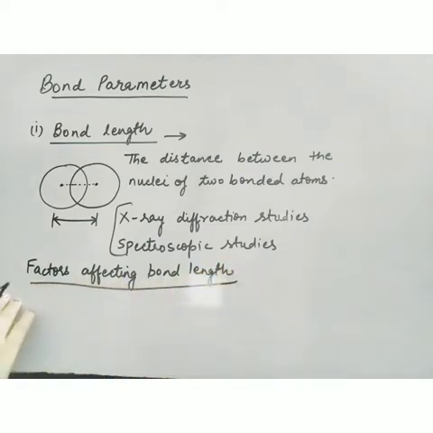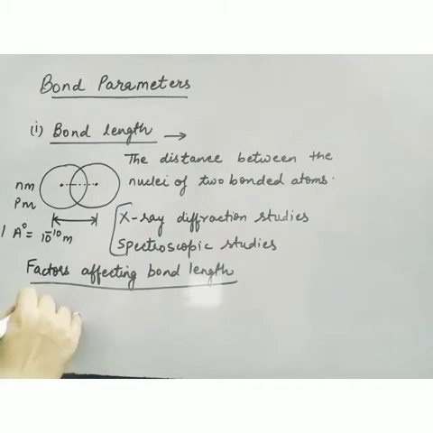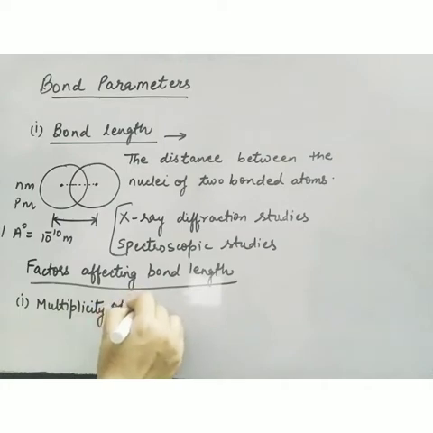And always remember, this bond length is very small, so it is generally measured in angstroms. 1 angstrom is 10 to the power minus 10 meter. Bond length can be measured in nanometers, picometers. This is a very small value, so it is generally measured in smaller units of length. Now, what are the factors which affect the bond length? So the first factor is multiplicity of bond.